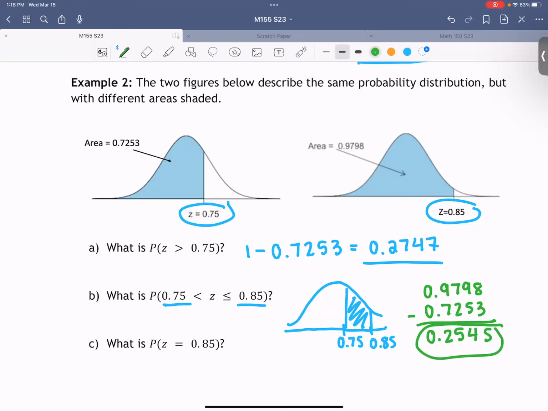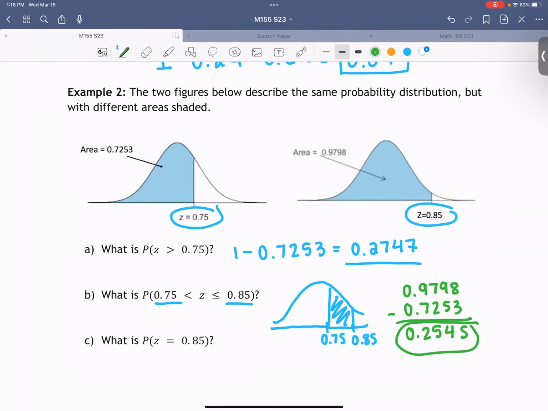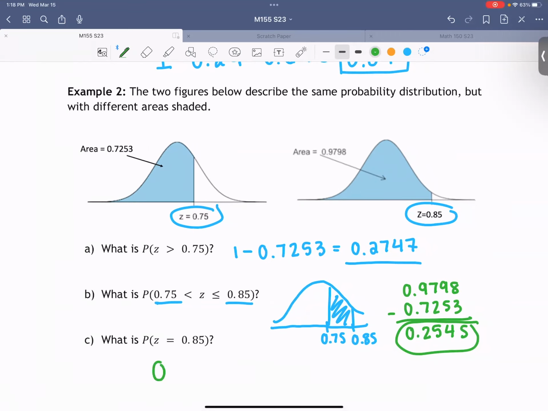If it doesn't make sense now, we'll be doing this a lot through the rest of this section. So just hang tight. It'll make sense eventually, I promise. Okay, part C is the easiest one. If I want to find an exact probability, what's always the answer? 0. Perfect. Exact probabilities for this section are always going to be 0.